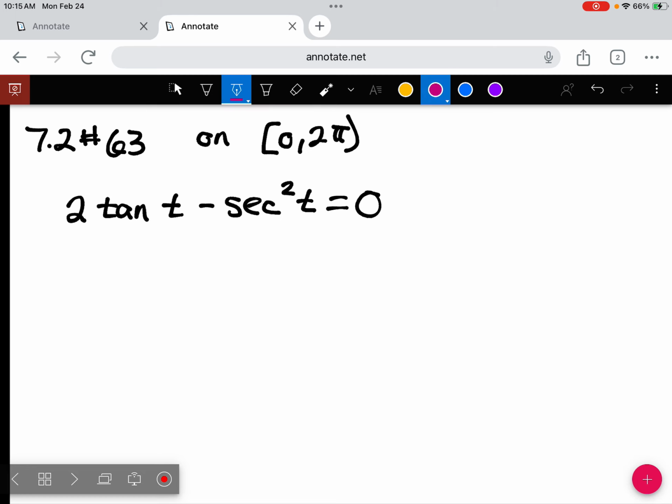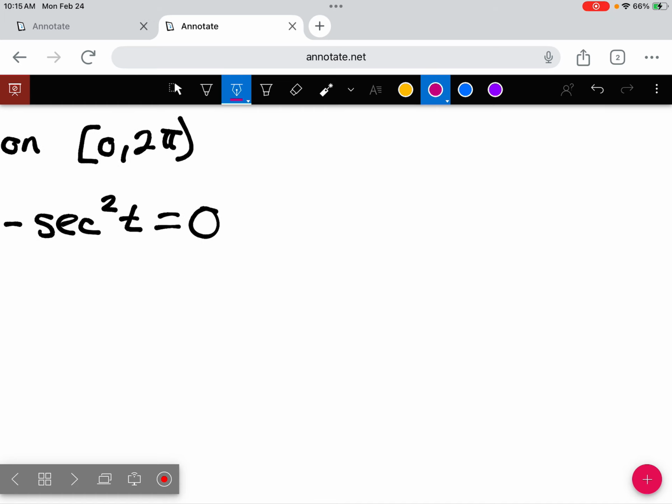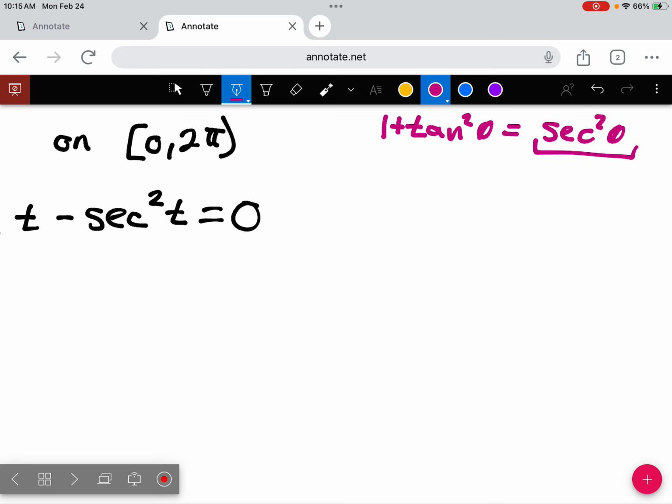Whenever we see something squared, we're going to think about if we have a trig identity that's going to be helpful. We've got our 1 plus tangent squared theta equals secant squared. So whenever we have something squared and a couple of different trig functions, look and see if we can get everybody to be the same piece. So I can swap my secant squared out to be 1 plus tangent squared.